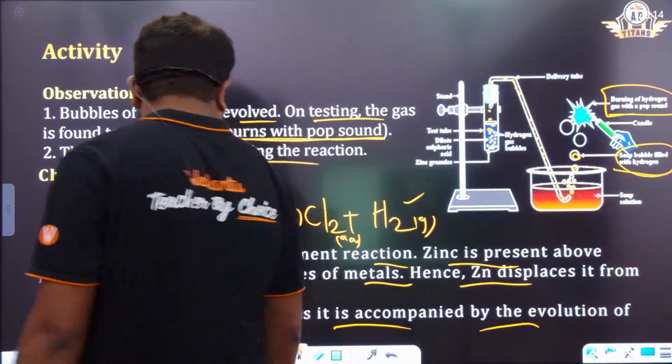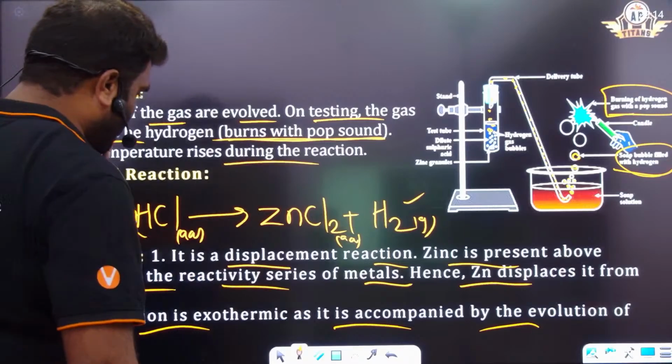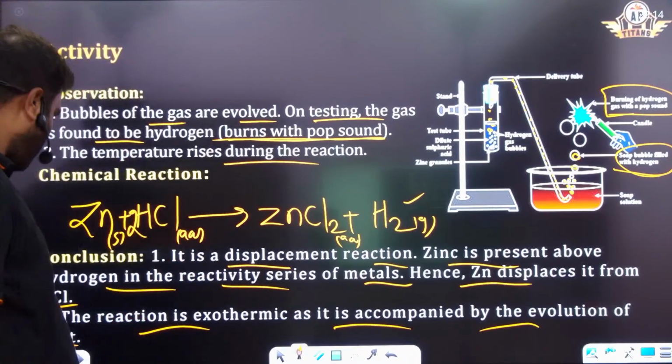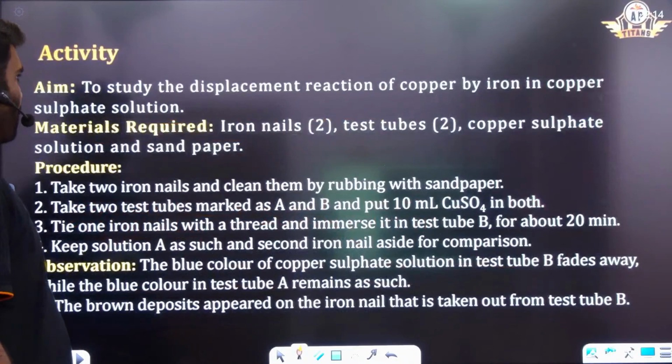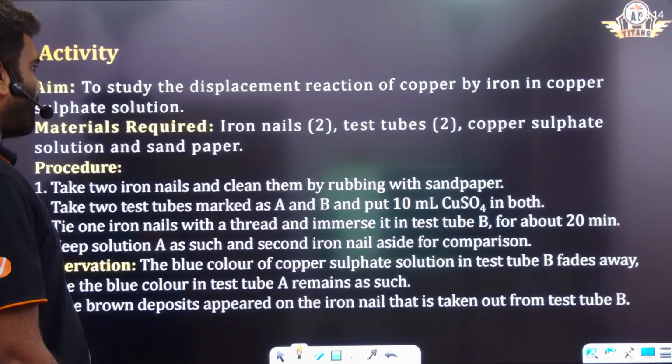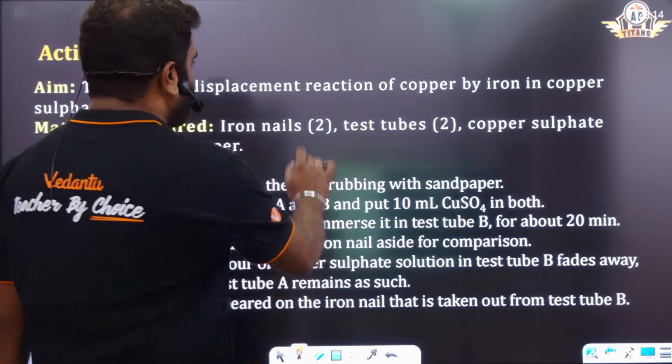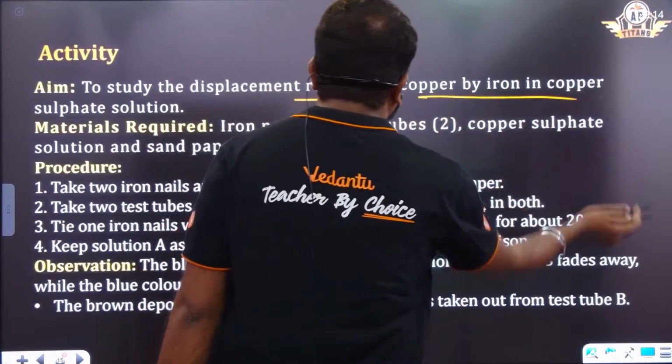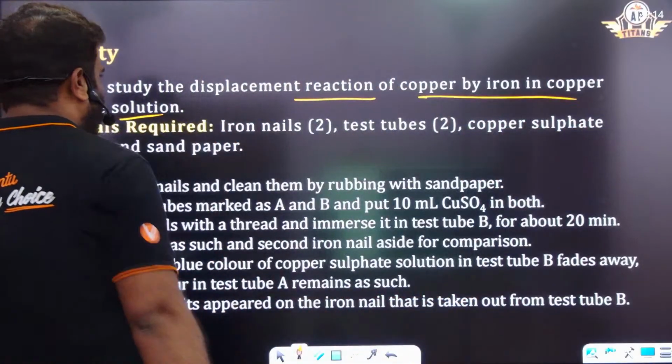Right? So the reaction is an exothermic reaction as it is accompanied by the evolution of heat. Okay. So, next activity: to study the displacement reaction of copper sulfate by iron.